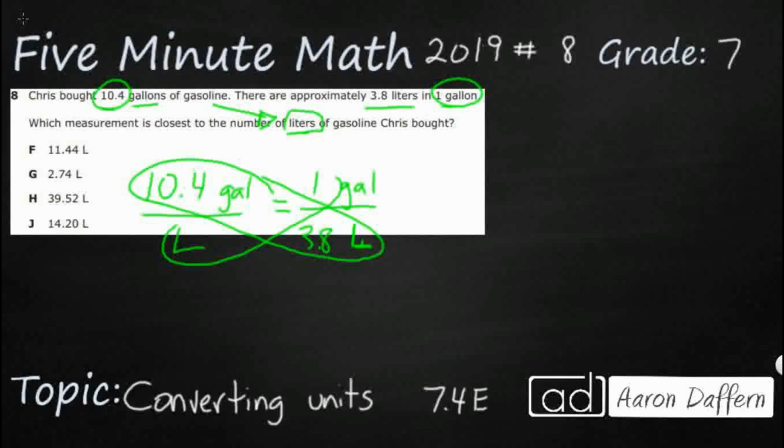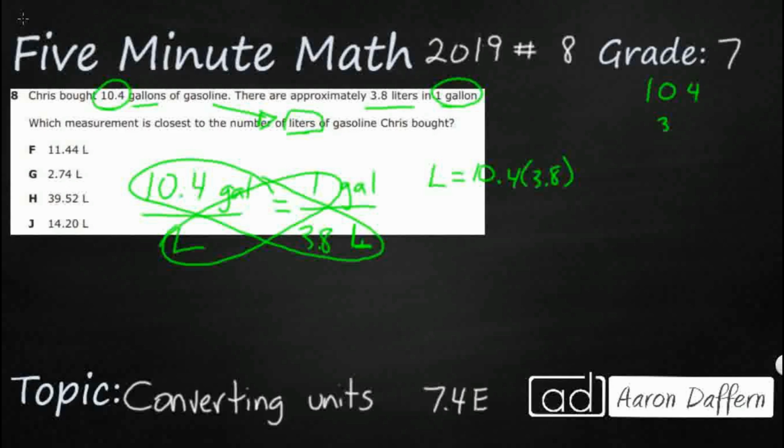So cross multiplication, I mean, take a look at this. L times 1, that's just L. So the missing number of liters equals 10.4 multiplied by 3.8. Looks like that's all we're doing, is just multiplying those two. The only tricky part is we've got some decimals there. Let's just figure that out.